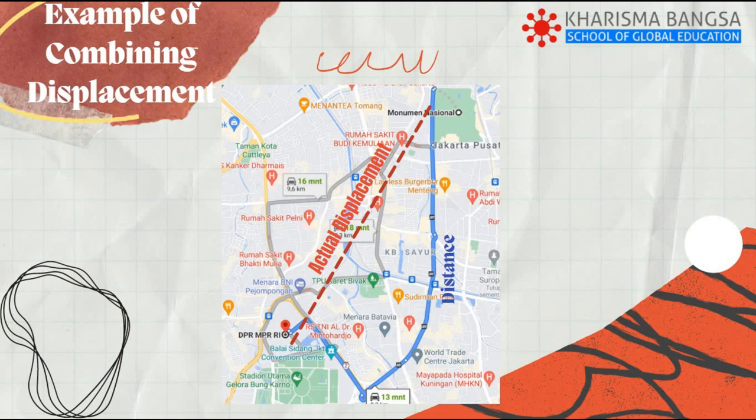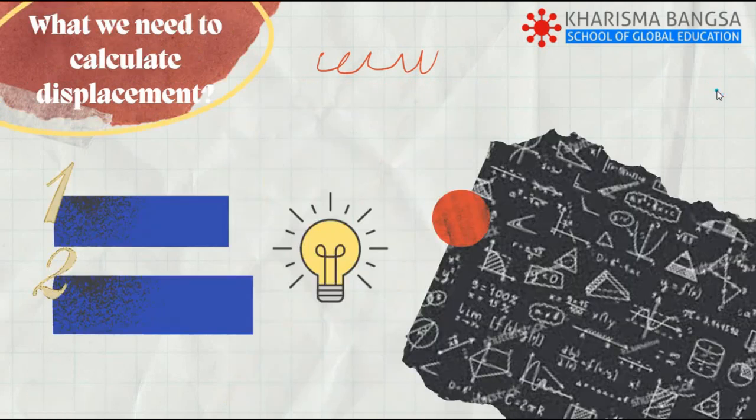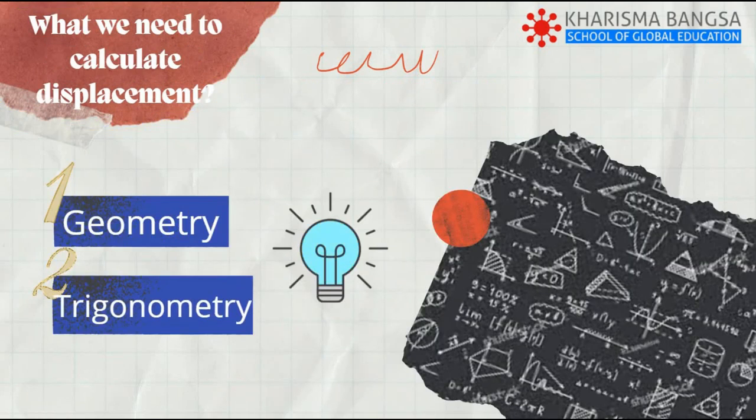But what do we actually need to find the actual displacement if you are provided two or more displacements? We can use two concepts. Those are geometry and trigonometry. So, how do we find the actual or final displacement using those two?